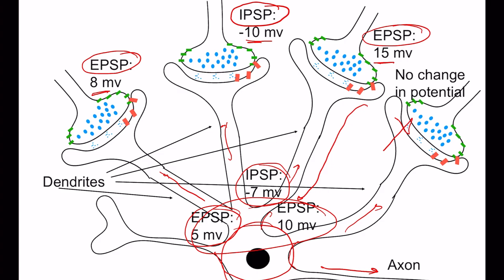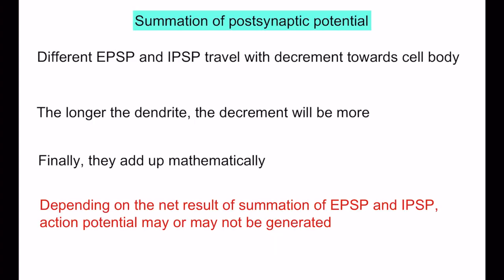All the graded potentials can be added up, while action potential cannot be added up. It is an all or none phenomenon, and that is because of the inactivation of the sodium channels and all. We are not going into details of that, but just remember here that graded potential can be added up. It doesn't follow the all or none law.